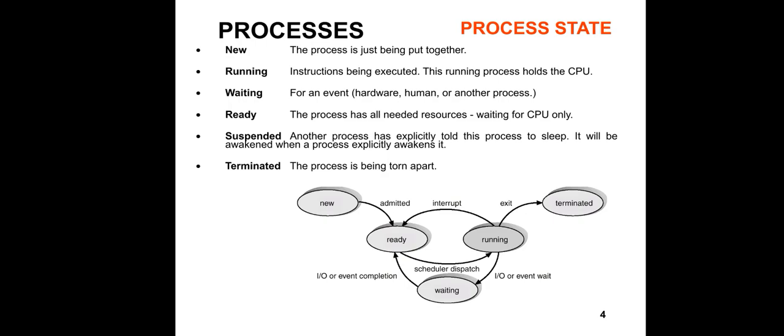Process life cycle contains five stages of processes, that are new state, ready state, running state, waiting state, and terminated state. New state is where a process is just being put together, means whenever the job enters into the CPU, it sends that job to the new state.